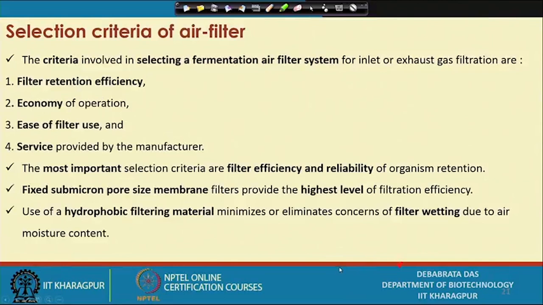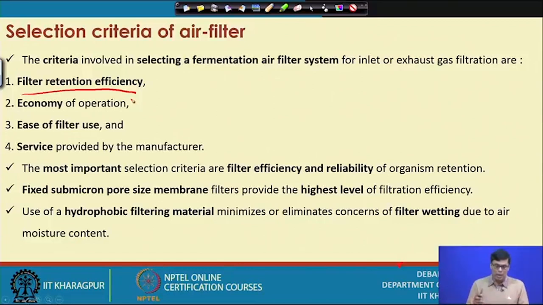Now, the question comes, what should be the selection criteria of the air filter? There are several selection criteria. One is the filter retention efficiency, how much efficiency is there. Here I want to tell you one important thing: whenever we talk about retention efficiency, that means how much organism it can retain, and indirectly how long this air filter can be utilized. Then economy of the operation, how much money you spend for that.